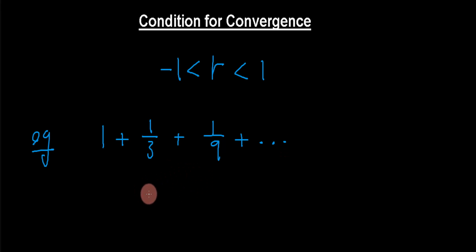Now, in this case, r, the common ratio, is a third. If we take, for example, term 2 divided by term 1, we get a third. So the common ratio here is a third. Now, a third lies between -1 and +1. So we know that this series will converge. Let's take another example.